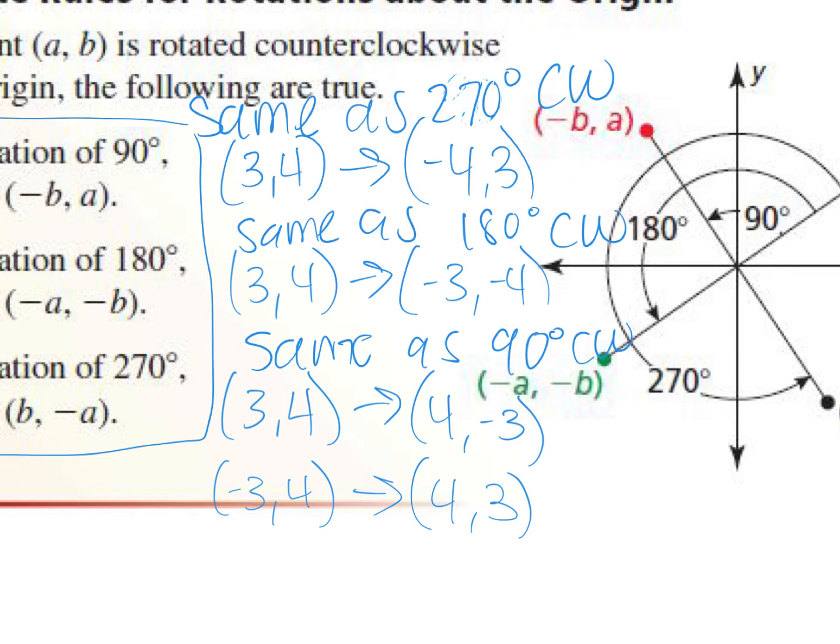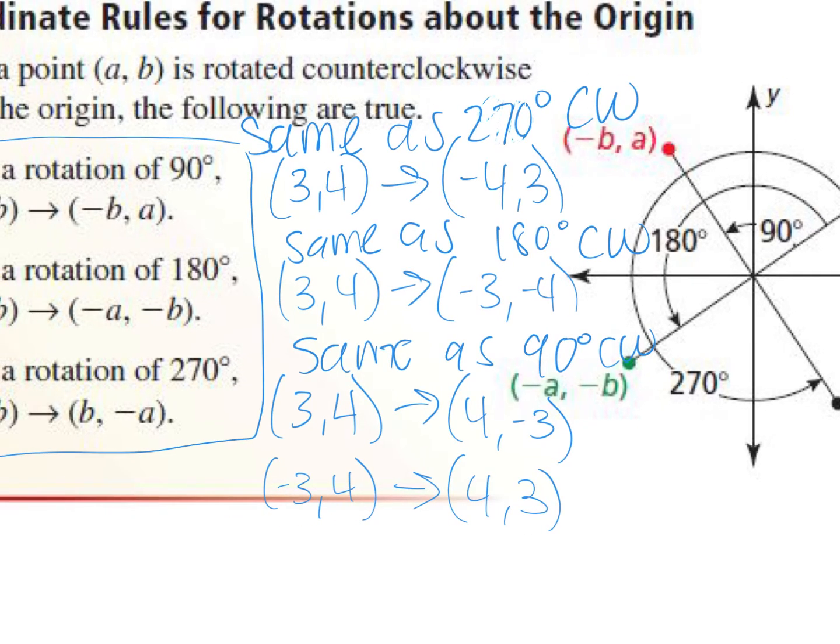Now, the cool part is if you add both of those together, what's 90 plus 270? 360. What's 180 plus 180? 360. What's 270 and 90? 360. So with 360 degrees, you end up back at the start, right? Just remember that. They should add up to 360, okay?